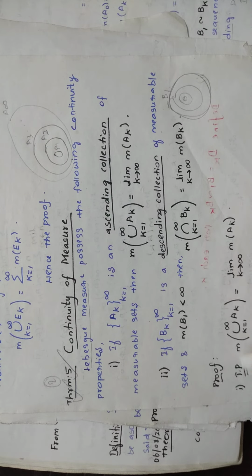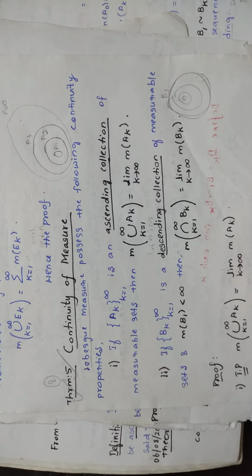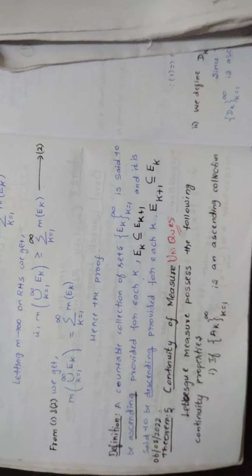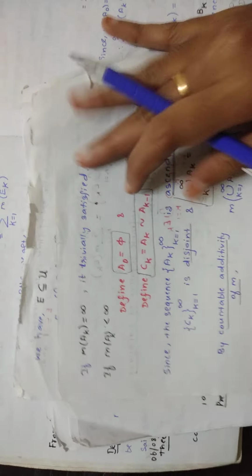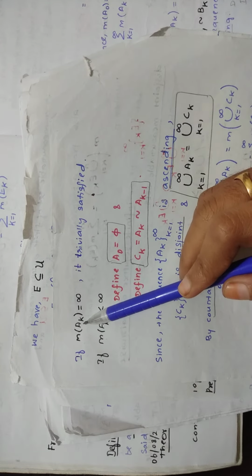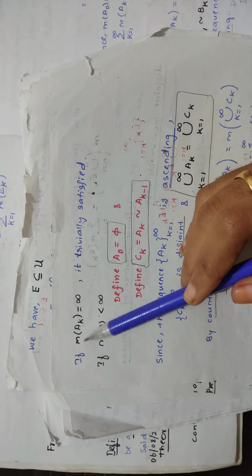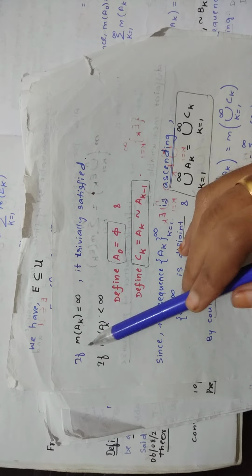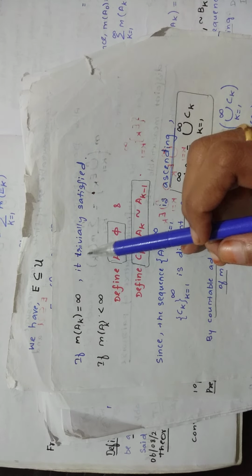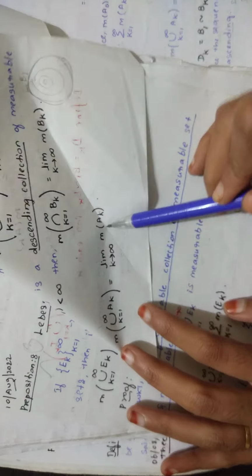Okay, first part. To prove, write this, copy it. The measure of the union k equal to 1 to infinity of A_k is equal to the limit as k tends to infinity of the measure of A_k. Okay, write this. Now, we are having two cases. If the measure of one measurable set, that is A_k, you are taking one measurable set A_k and you are taking the measure of it. Yeah, if the measure of A_k is infinity, it's trivially satisfied. That is, this condition will be trivially satisfied.